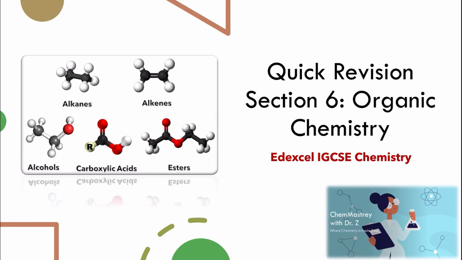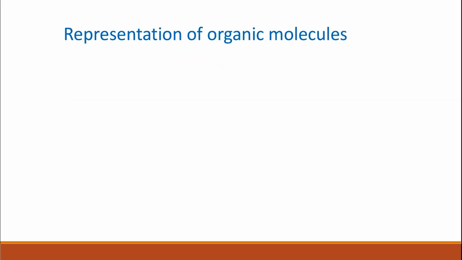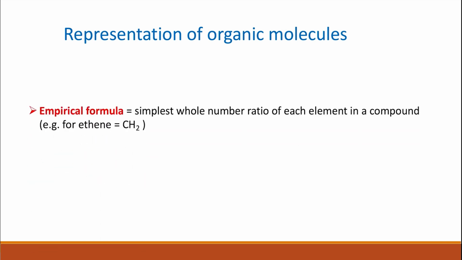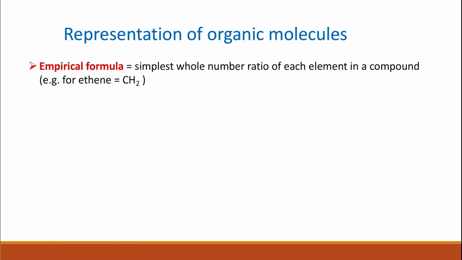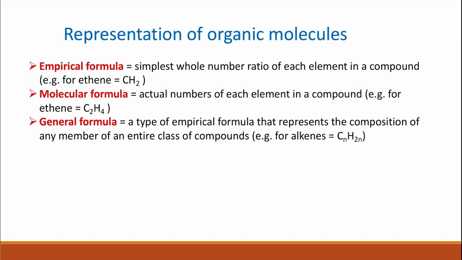Organic chemistry, quick revision. Organic chemistry is the section of chemistry that deals with organic molecules, and all organic molecules contain carbon atoms. They are mostly formed from living organisms, but can also be made synthetically. To represent an organic molecule, you can use the empirical formula, which is the simplest whole number ratio of each element in a compound, or the molecular formula, which gives you the exact number of each element within the compound.